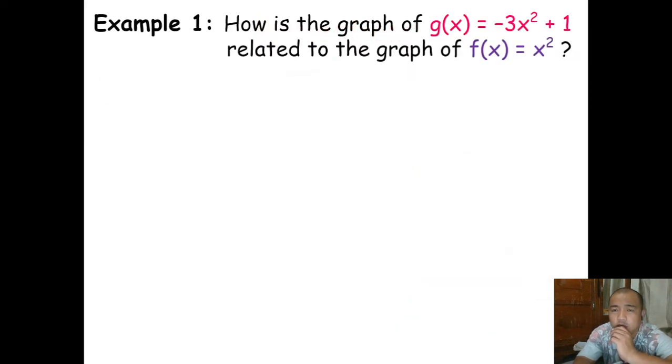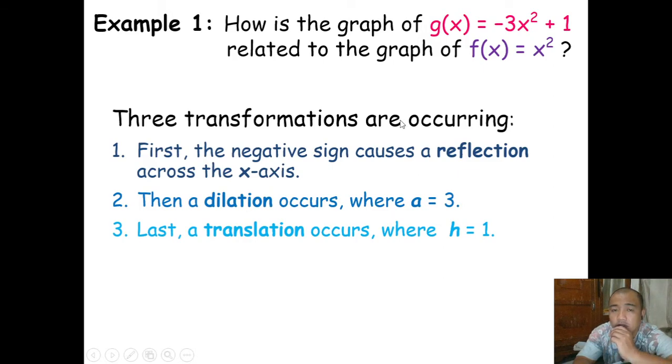Example 1. How is the graph g of x equals negative 3x squared plus 1 related to the graph of f of x equals x squared? 3 transformations are occurring. First, the negative sign causes a reflection across the x-axis. Then a dilation occurs where the absolute value of a equals 3. So the greater the value of a, the narrower the graph. It becomes thin. But since there is a negative sign, it will cause a reflection. It will go down.